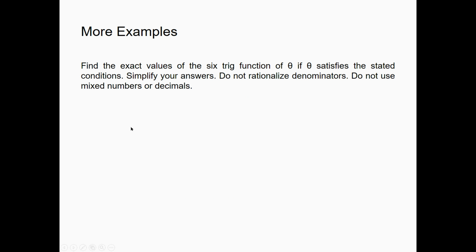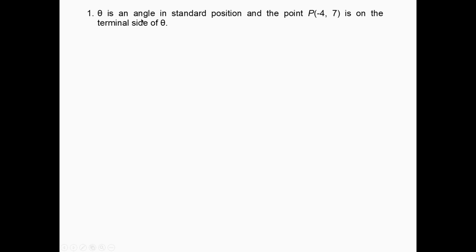Okay, some more examples. Find the exact values of the 6 trig functions of theta if theta satisfies the stated conditions. Simplify, do not rationalize denominators, do not use mixed numbers or estimates. Again, rationalizing denominators is, to me, just a complete waste of time. It's one of those things done to annoy algebra students. So theta is an angle in standard position, and the point (-4, 7) is on the terminal side of theta. I've got my x, I've got my y.